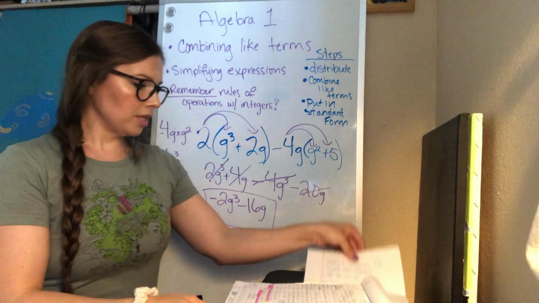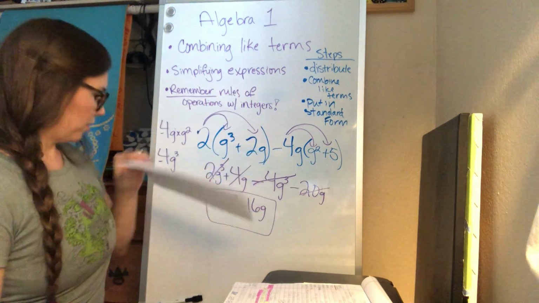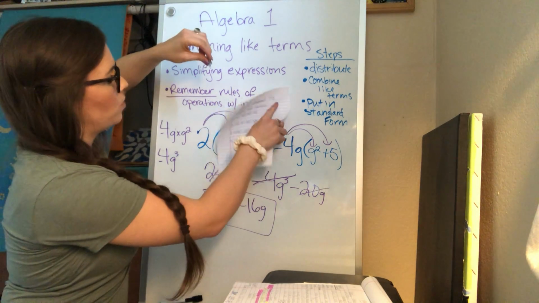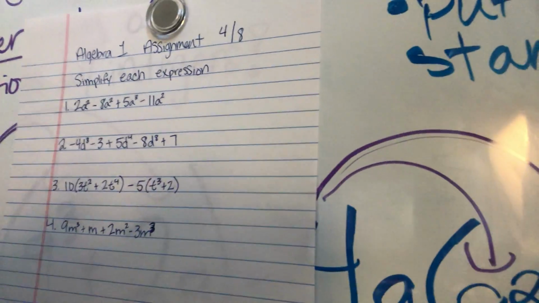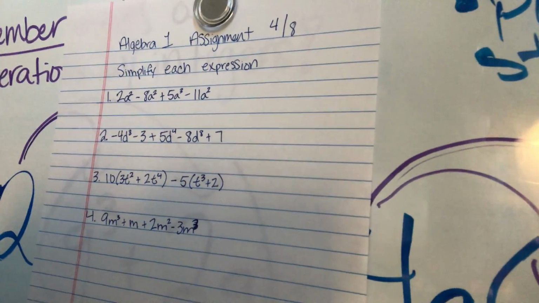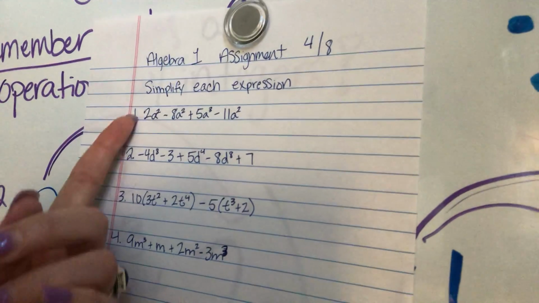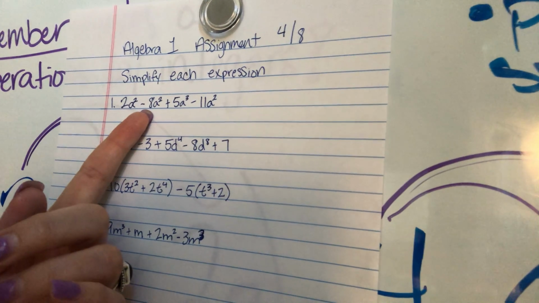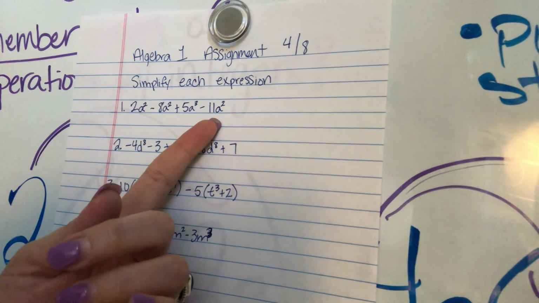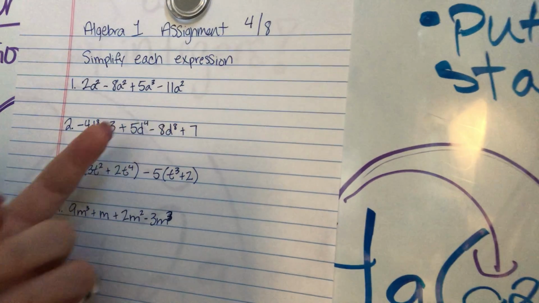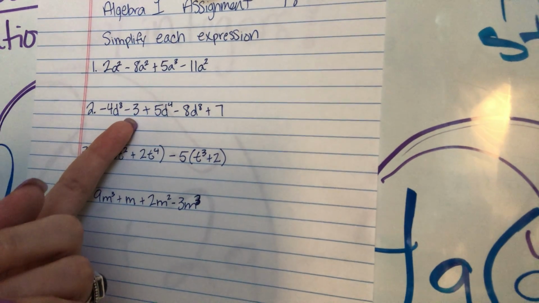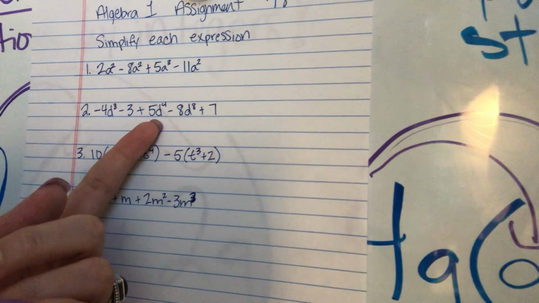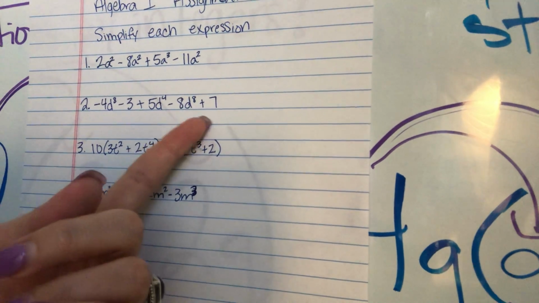Now I'm going to show you your assignment. It's only 4 problems because I know they have a lot of steps, so I didn't want to do too many. Okay, so I'm going to zoom it in. You can get a piece of paper and pencil and write it down. You can pause the video here if that's helpful. Okay, number 1 says 2a squared minus 8a squared plus 5a cubed minus 11a squared. Okay, number 2 is negative 4d to the 8th minus 3 plus 5d to the 4th minus 8d to the 8th plus 7.